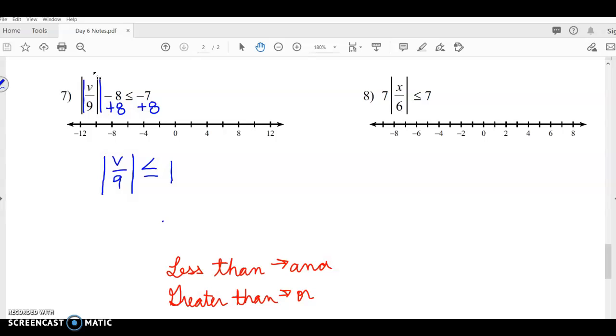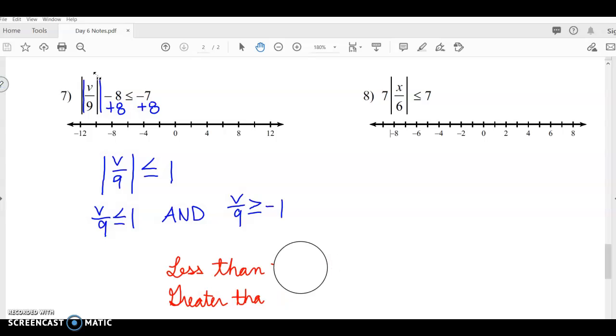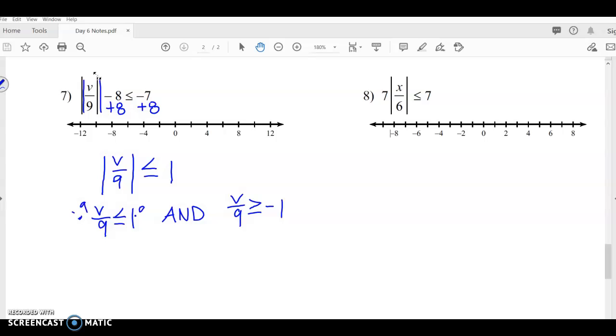So less than, and I've got v over 9 is less than or equal to 1. And v over 9 is greater than or equal to negative 1. So then to get rid of a divide by 9, we would multiply both sides by 9. So v is less than or equal to 9. And multiply both sides by 9. V is greater than or equal to negative 9.